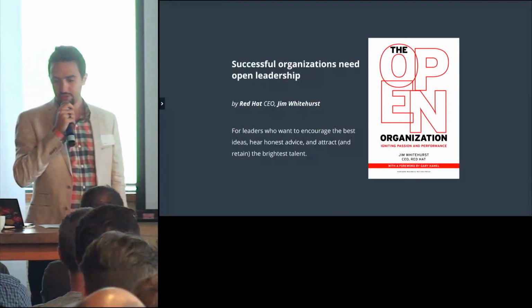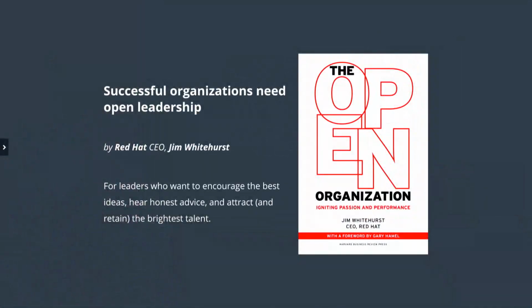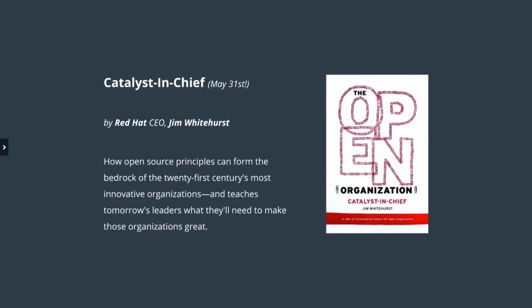There are a couple of resources that are interesting. The CEO of Red Hat, Jim Whitehurst, released a book last year called The Open Organization, talking about how you have this mindset in your organization beyond just what I'm talking about, which is software development. And apparently just yesterday, or 2 days ago, he released another book, a follow-up to that, called The Catalyst in Chief, and it's specifically talking about operational aspects of the open organization. I haven't read this one yet, but I'm assuming it's going to be as good as the first one, so I would recommend that as well.